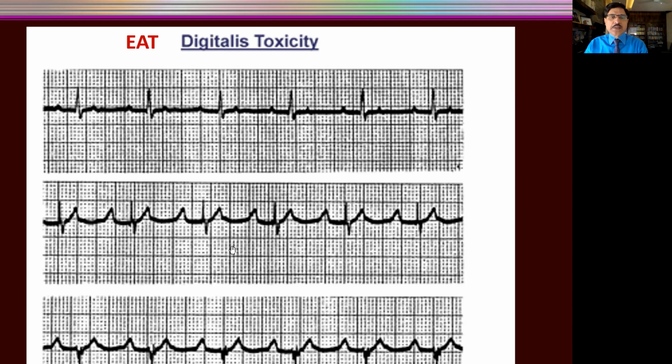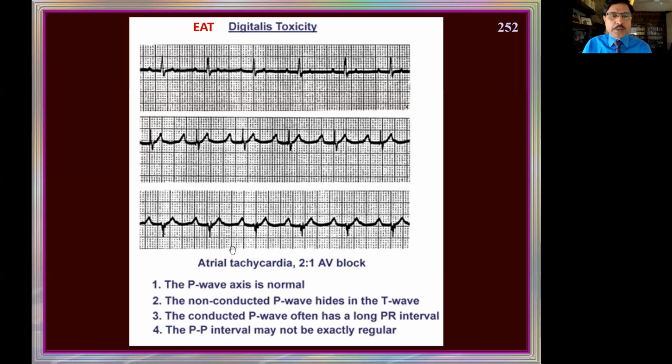Now, let us see here. You have to observe these things in lead 2 and V1, and of course these are the two important leads. The P wave axis is normal, because it is originating from the atria and coming down. And we can see a 2:1 block, for every 2 abnormal P waves, 1 normal QRS. The non-conducted P wave hides in the T wave. That also we have seen. The non-conducted P waves are hiding in the T waves.